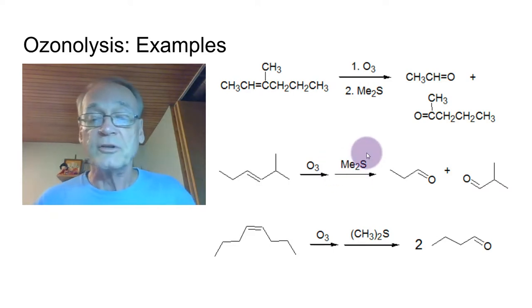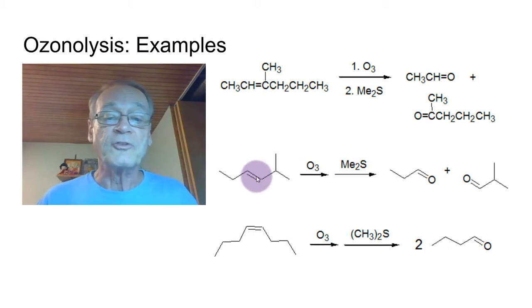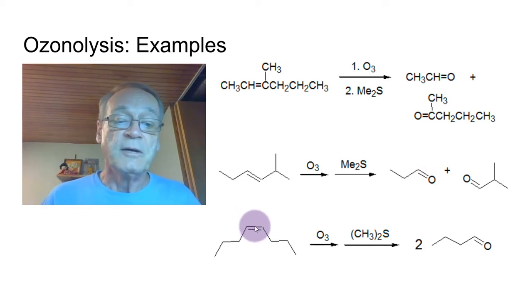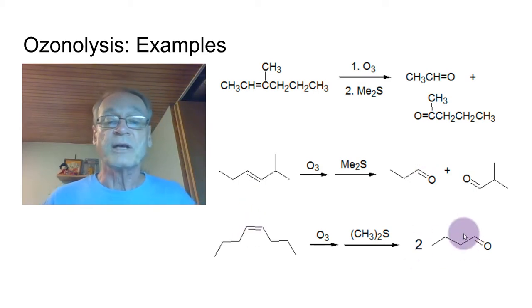Okay, one other thing to note here is that although this is a trans double bond and it gives these 2 products, if that happened to be a cis double bond instead, it would still give the same 2 products. So cis and trans doesn't give you different products in ozonolysis. This one's a cis, but if it had been trans, it still would have given you the same molecules.